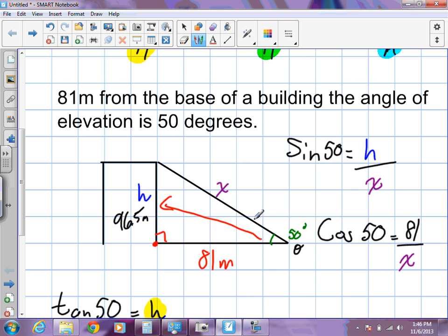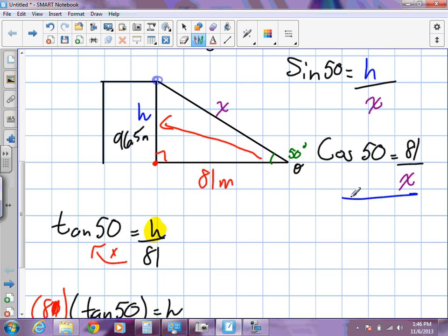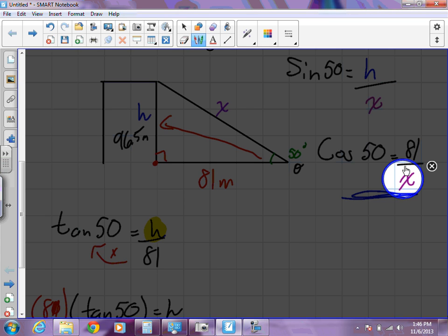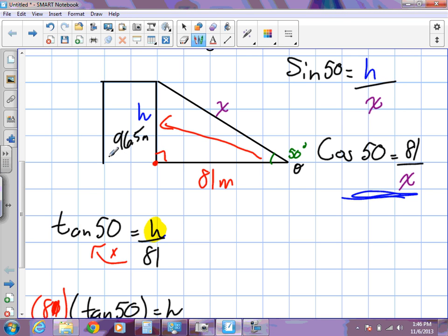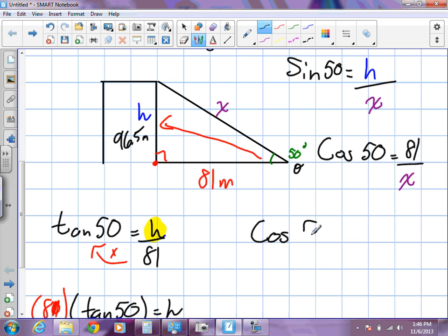Let's say we wanted to find the distance from where you were standing to the top of the building. What part of the triangle would we be looking for? Hypotenuse. What formula can we use to solve this? That's right. Cos is already set up for us. Cos would allow us to find the hypotenuse. Now, we did get another piece of information. Because we now have the two legs, we can use Pythagorean theorem to also solve it. But since we've already set up cos, let's go through it that way. Both will give us the answer. So let's go with cos. Cos 50 is equal to 81 over x.